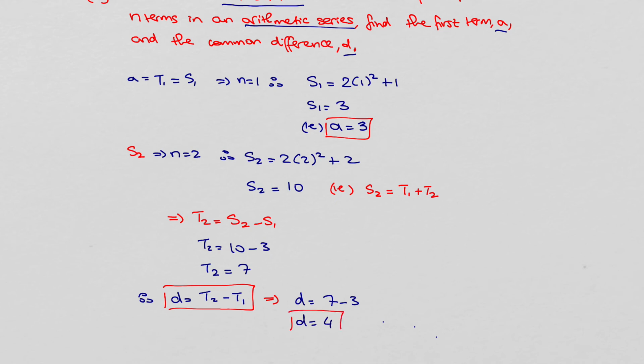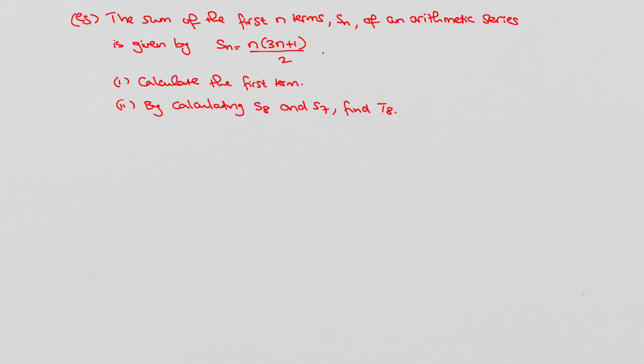So in the second example here, we're given the sum of the first n terms of an arithmetic series is given by S of n is equal to n times (3n plus 1) over 2. We have to find the first term and we have to find the eighth term. And it gives us a hint by saying find S8 and find S7.